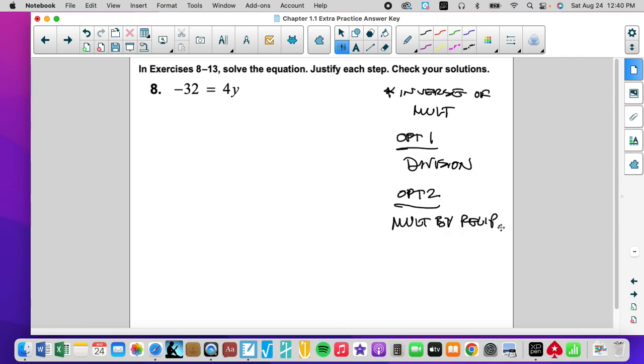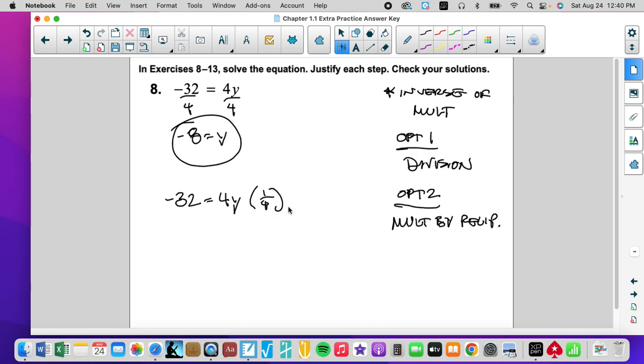Okay, so if 4 is being multiplied, we can divide it. We'll divide both sides. You get negative 8 equals y. That's one answer. Now, if we had negative 32 equals 4y, and we want to do the inverse operation of multiplication by multiplying by the reciprocal, what's the reciprocal of 4? 1/4. We're multiplying by the reciprocal of 4, which gives you 1/4. And that still gives us negative 8. So it doesn't matter which one.